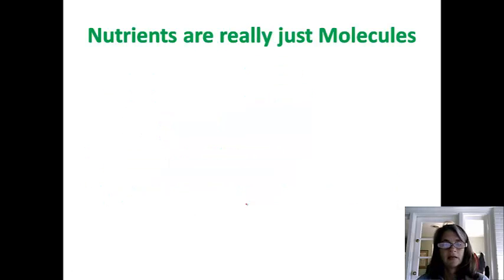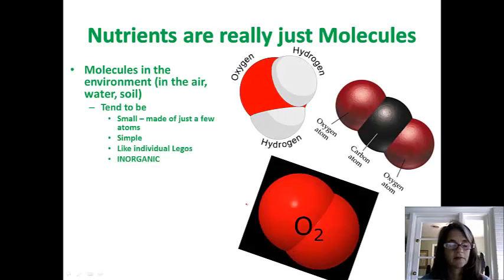Now, please do remember, nutrients are really just molecules. It's just that they are molecules that happen to be really useful, important to living things. These are the molecules that we're getting from the environment, the building block Legos, if you will. These tend to be small, simple, just like the individual Legos.